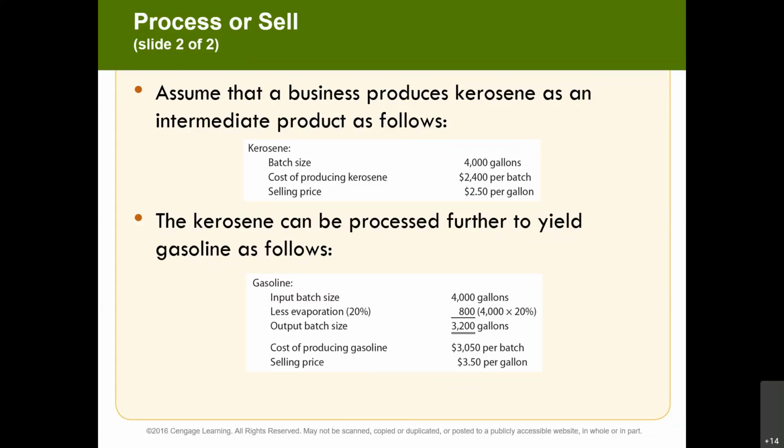Kerosene can be processed further to yield gasoline in the following way. Input batch size will be 4,000 gallons minus evaporation. That evaporation is essentially the loss of gallons through the evaporation process of the vapors escaping into the atmosphere. The output batch will be 3,200 gallons. The cost of producing the gasoline will be $3,050 per batch, and the selling price is $3.50.